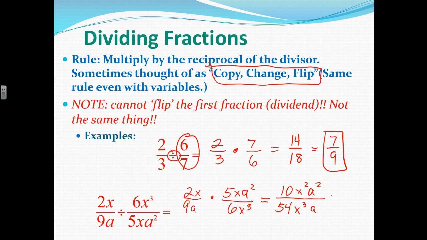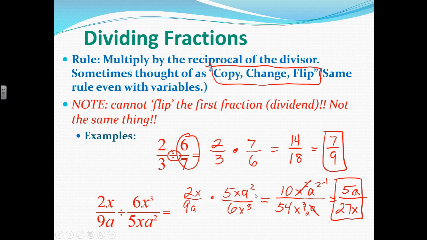Now, what can we reduce? Well, 10 and 54 are both divisible by 2, so I'm going to divide them both by 2. Make it 5 over 27. And that's as simple as those coefficients will get. X squared on top of an x cubed. Some x's are going to fruit ninja. They're going to cancel out, right? So I'm going to cancel out my x squared, and 3 minus 2 is x to the first left on the bottom. A squared over a. I'm going to cancel out the a to the first power. 2 minus 1 is a to the first left on the top. So I've got 5a over 27x.